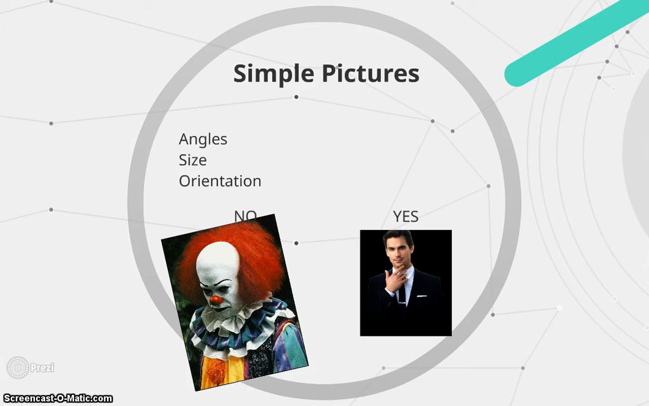Whereas the picture on the right of Matt Bomber is aligned correctly, the text above it is centered, and while it is on the circle, it's not outside of it.